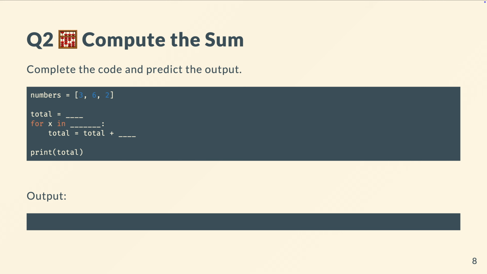Question 2. Fill in the blanks to compute the sum of 3, 6, 2. Make sure total starts at 0, and x comes from the list numbers. Then predict what print will show. Pause and answer. Let's check. We start with total equals 0. Then we add 3, add 6, and add 2. The final total is 11, so the output is 11.